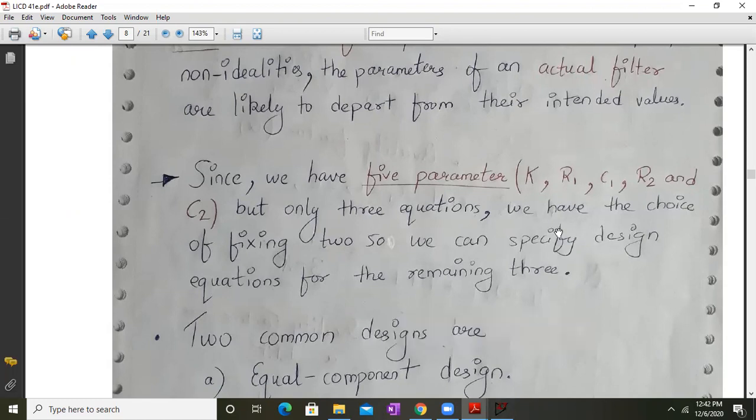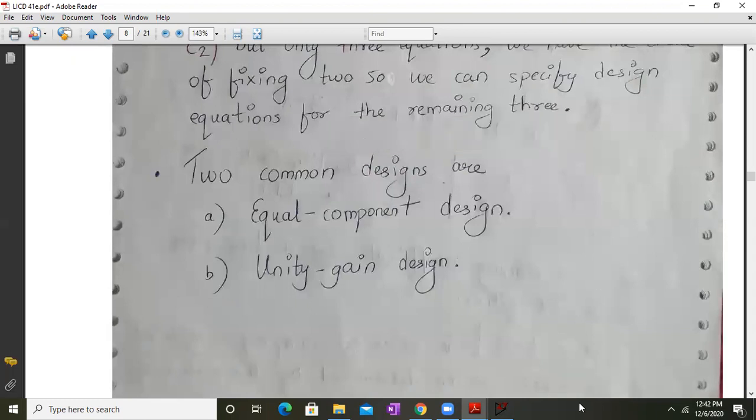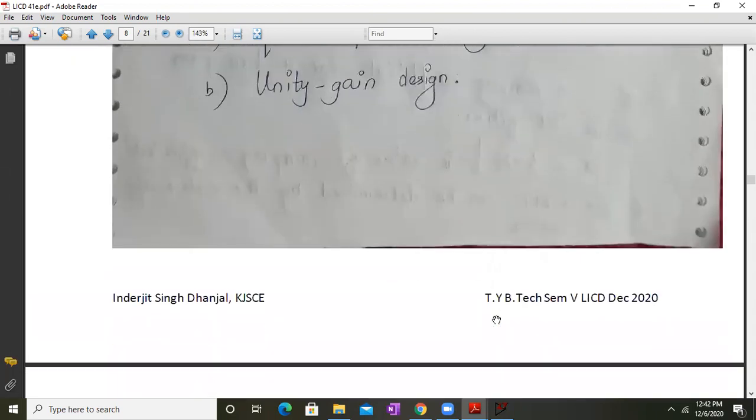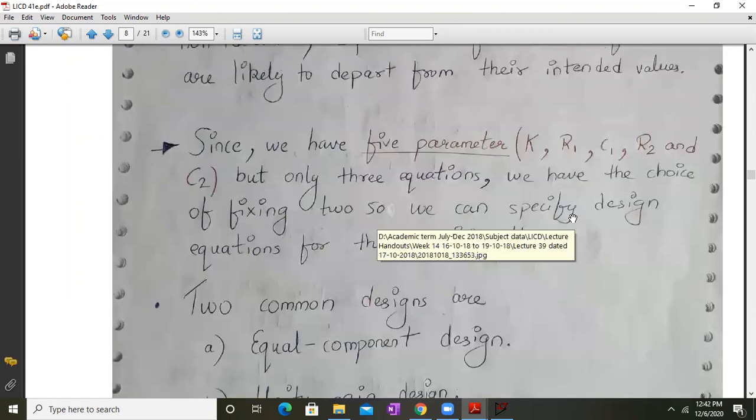So there are 2 common approaches over here. We have 2 common designs which are called the equal component design, and the second one is the unity gain design. So we will see them one by one now. I hope that you all don't have any doubts.